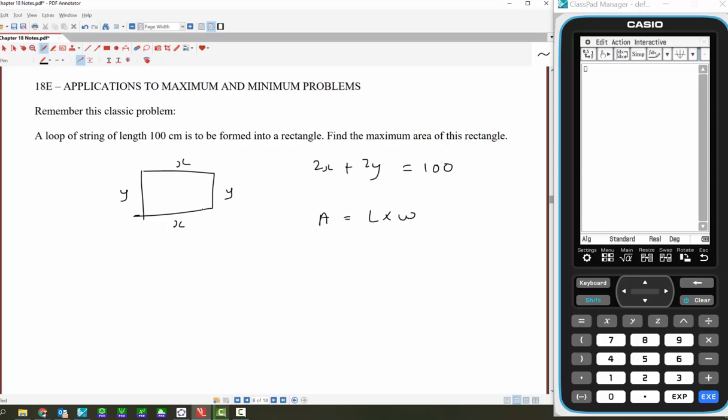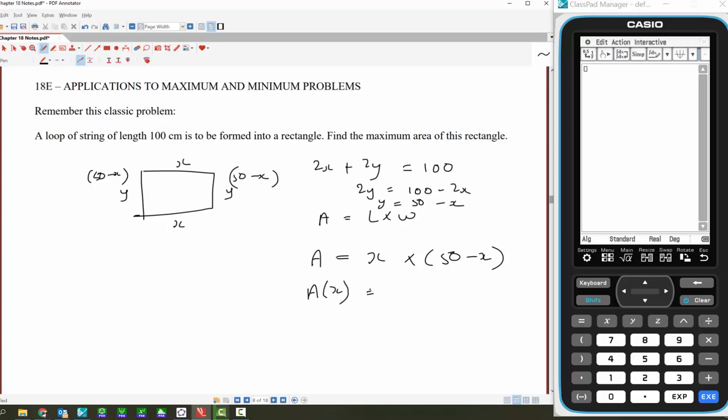We want to get this in terms of just one variable only. So typically what I do is I try to let the variable be x. It can be y, that doesn't really matter, but I'm going to say that 2y equals 100 take away 2x. y is equal to 50 take away x. I've divided both sides by 2. So instead of using y, what we can use is 50 take away x. So I'm going to get my area now and write it, instead of x times y, as x times 50 take away x.